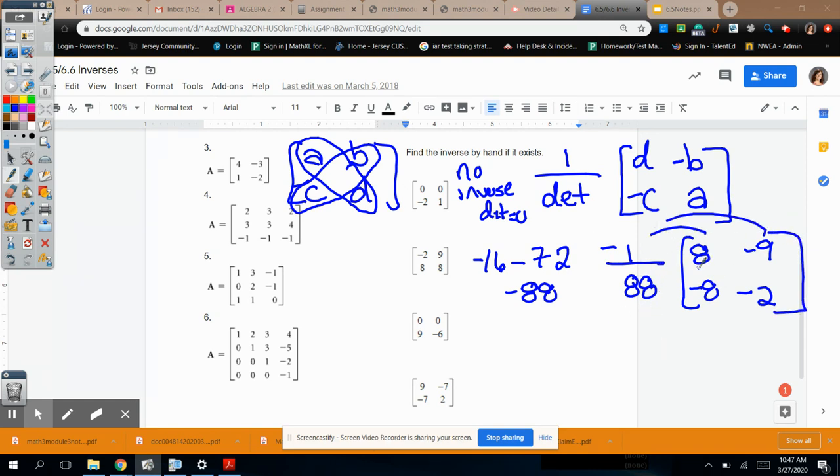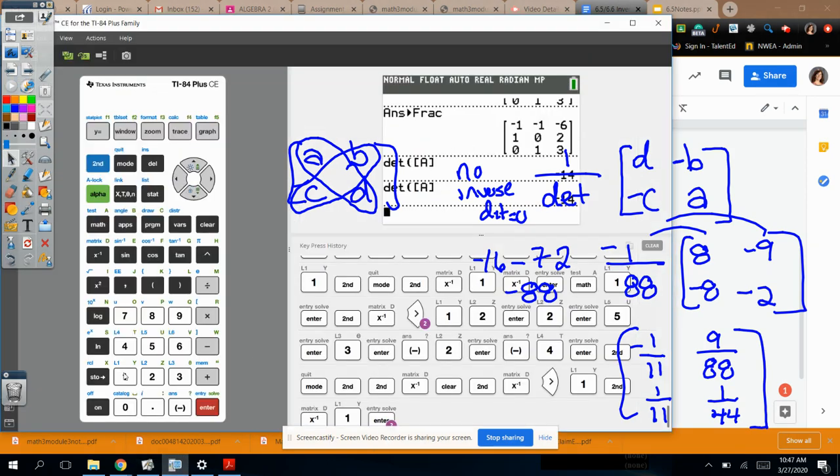So this will be negative 1 over 11. This will be positive 9 over 88. This will be positive 1 over 11. And the bottom would be, what, positive 1 over 44? And that's what the inverse of this guy is. Like I said, it's normal for there to be fractions. We can check it by hand if you'd like.